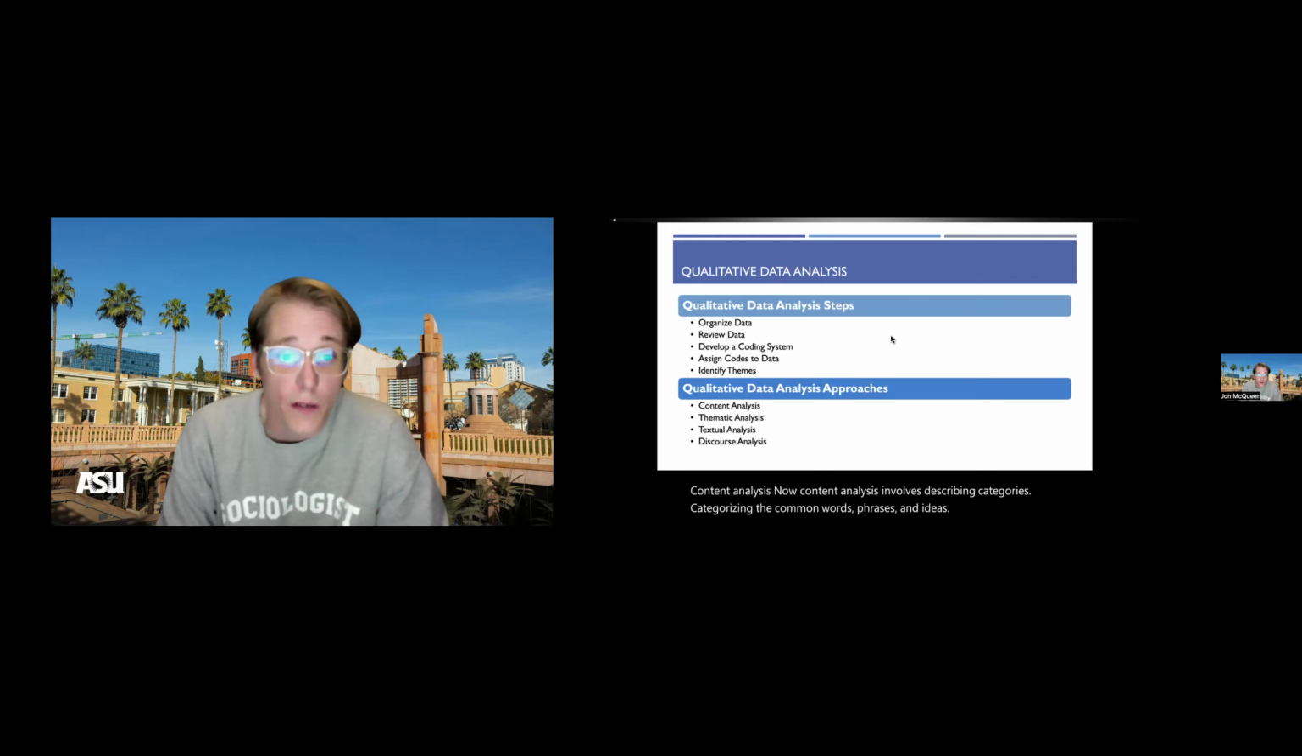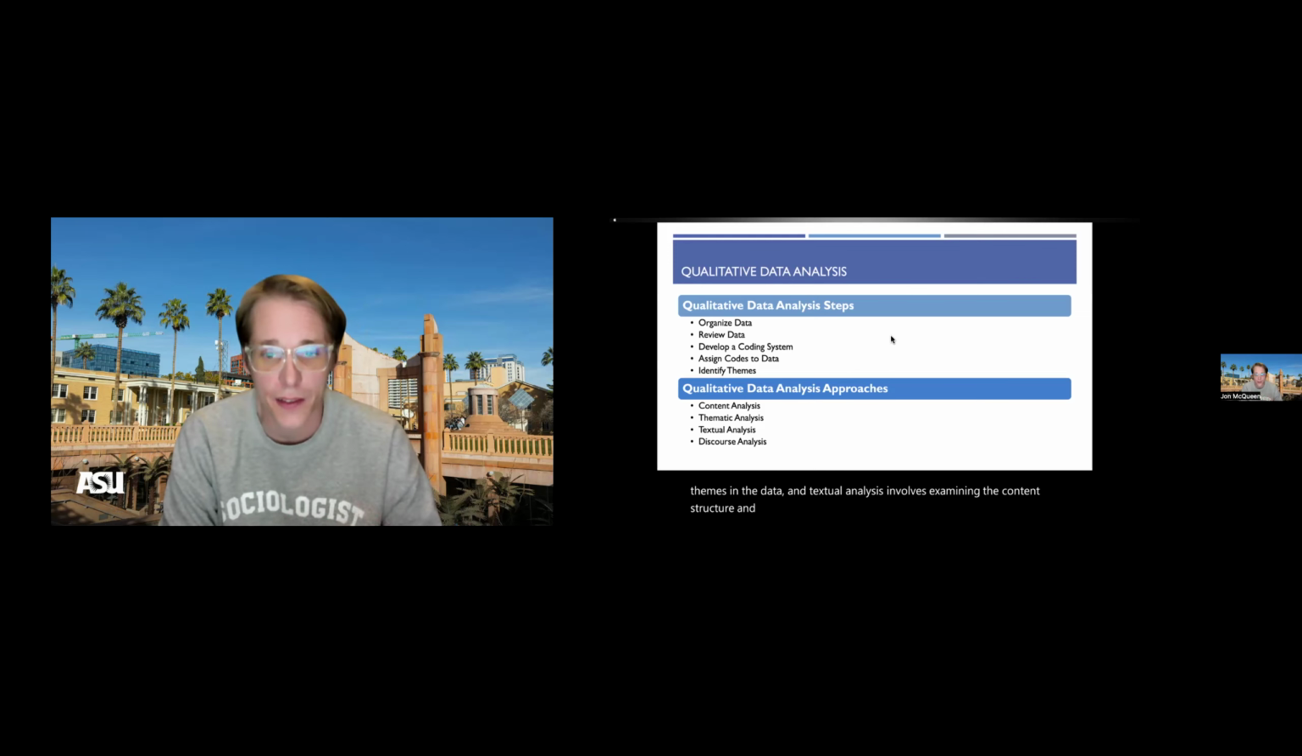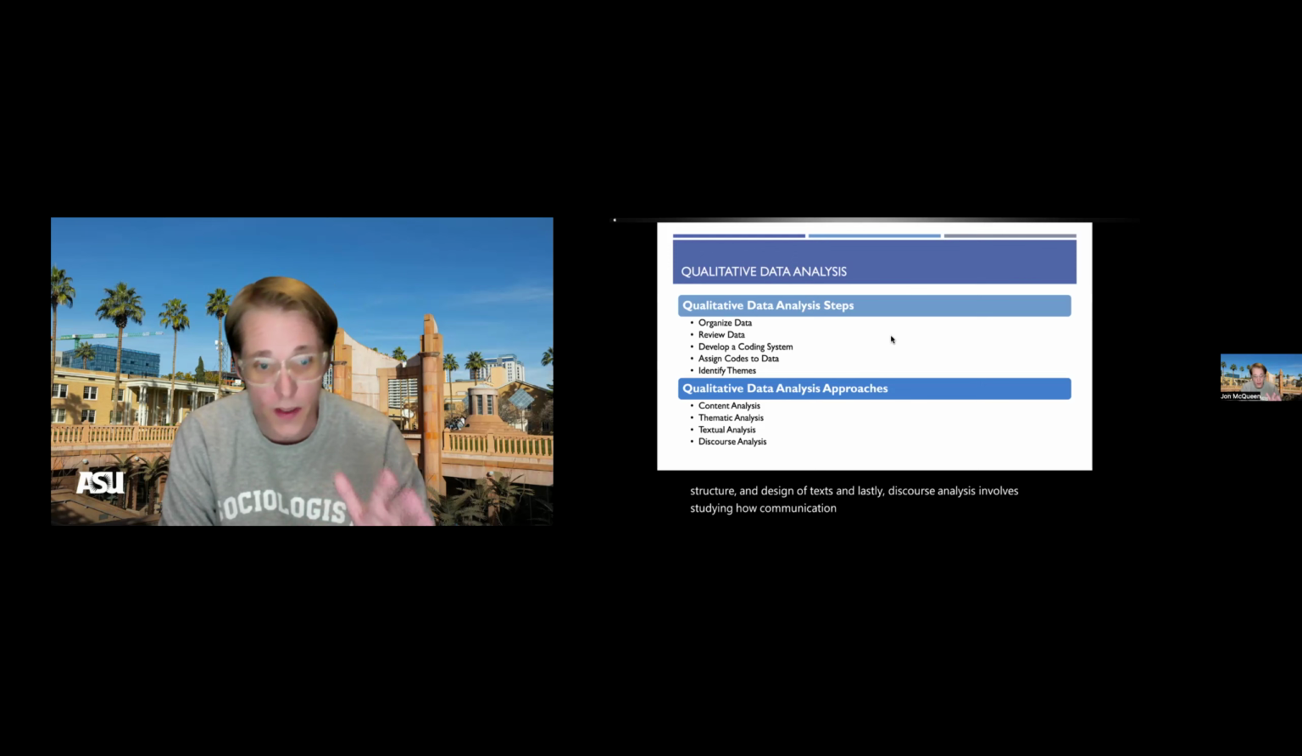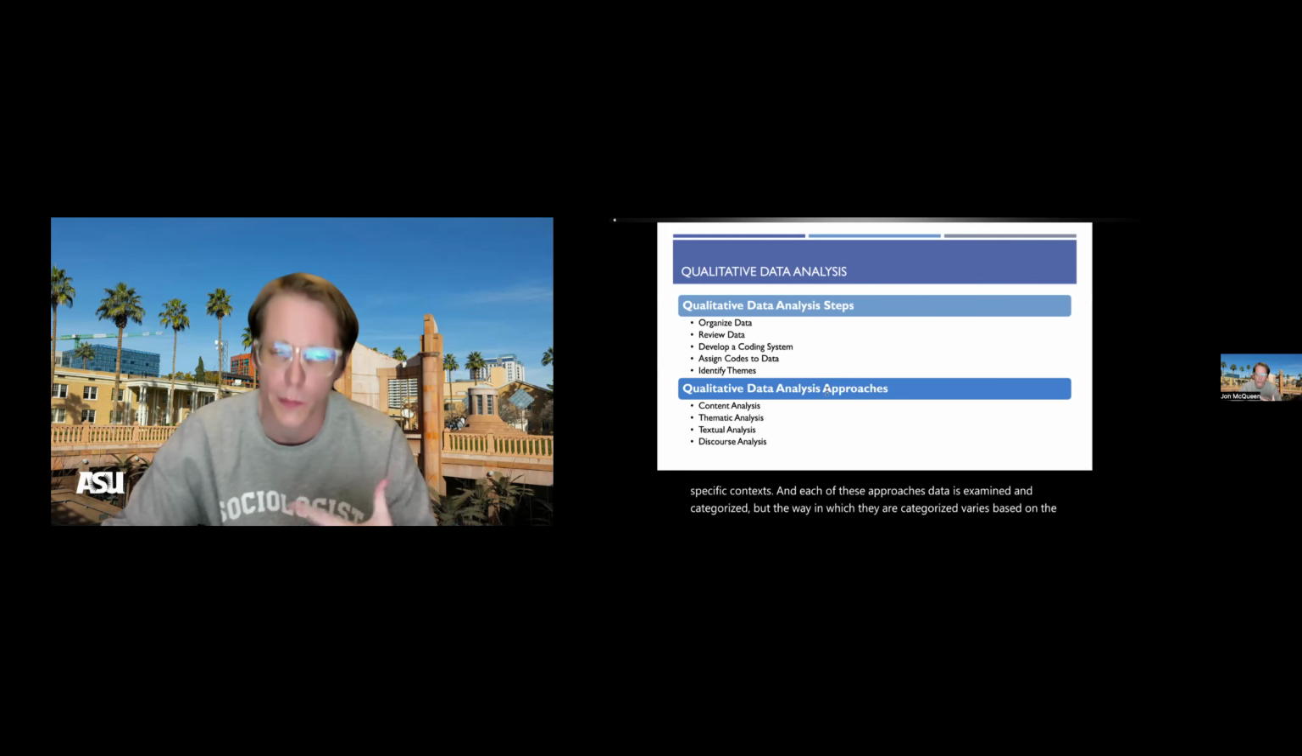Thematic analysis involves identifying and interpreting patterns and themes in the data, and textual analysis involves examining the content, structure, and design of texts. And lastly, discourse analysis involves studying how communication and language are used to achieve effects in specific contexts. In each of these approaches, data is examined and categorized, but the way in which it is categorized varies based on the approach being used.